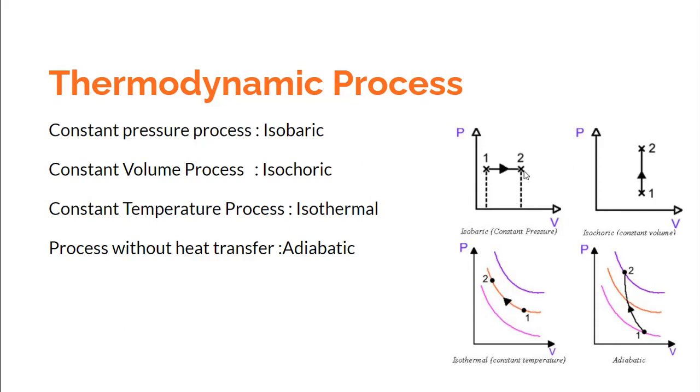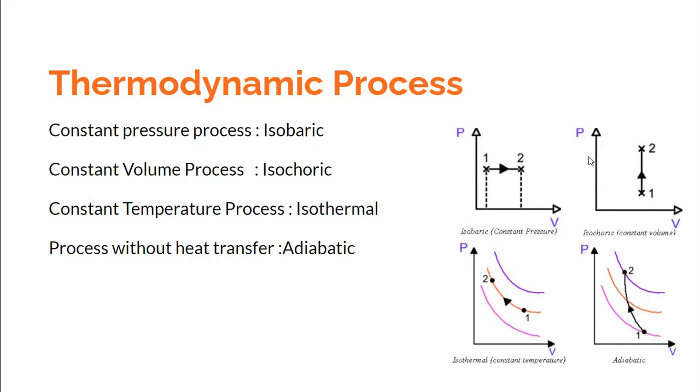And because this is a horizontal line on a pressure volume diagram, it means that the pressure P1 is equal to pressure P2, which means that the pressure is constant. So this process 1 to 2 is a constant pressure process. We also use the term isobaric process.